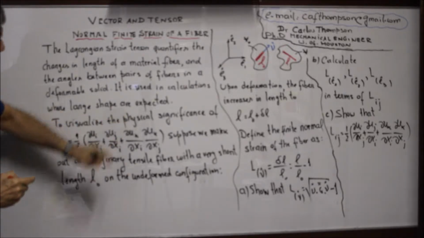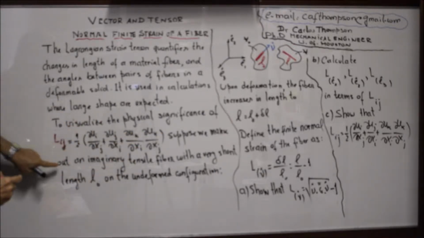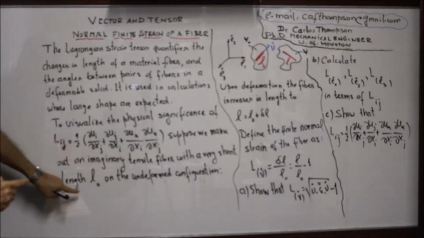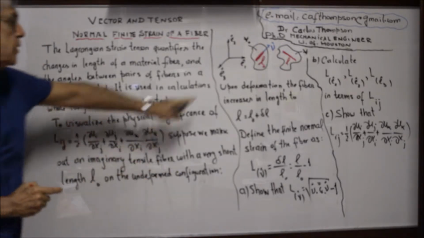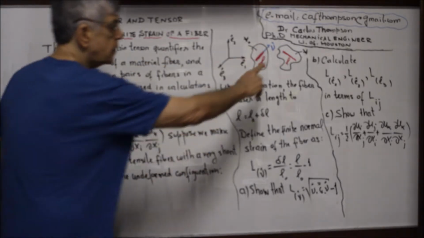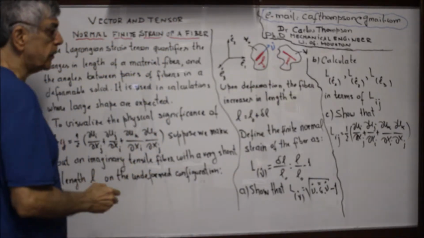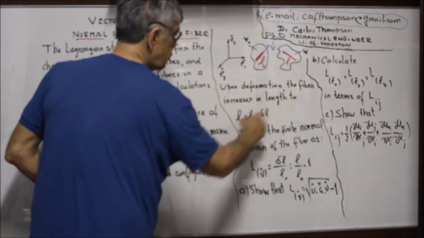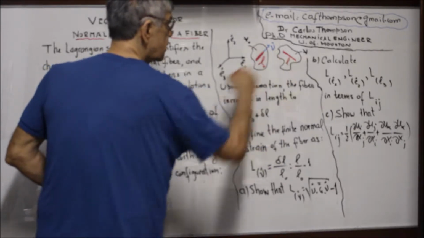To visualize the physical significance of this Lagrangian tensor, Lij, suppose we mark out an imaginary fiber with a very, very short length L0 on the undeformed configuration. You see, this is L0, this is the L in the deformed configuration. Upon deformation, the fiber increases in length to L equals L0 plus delta L. This is L.